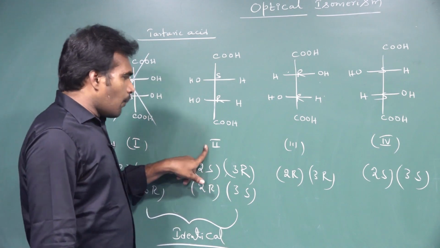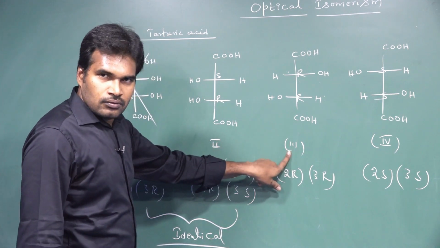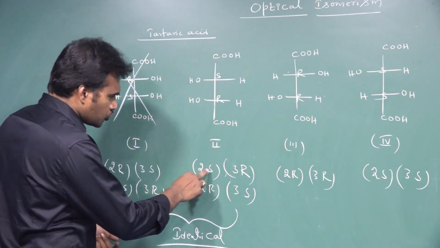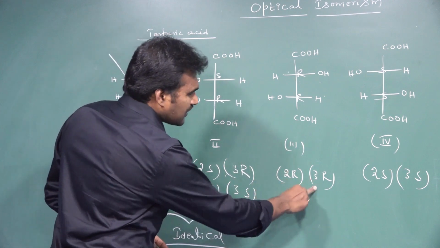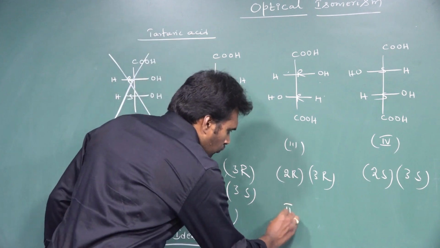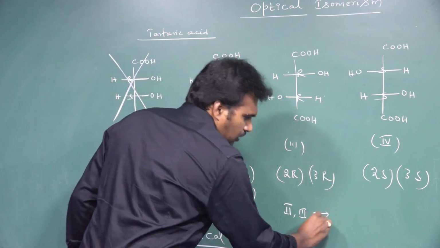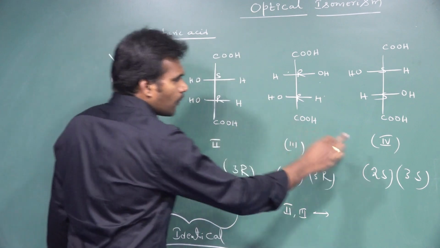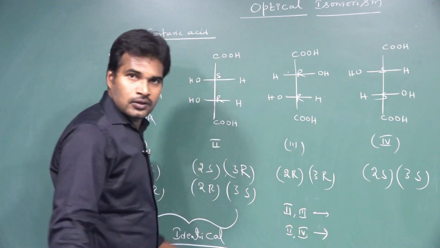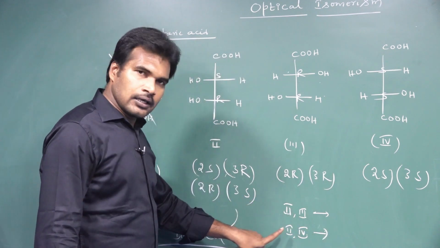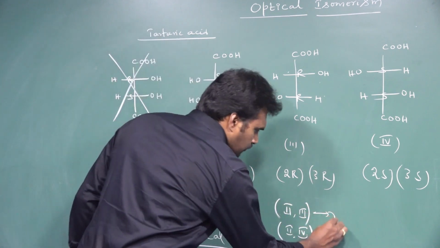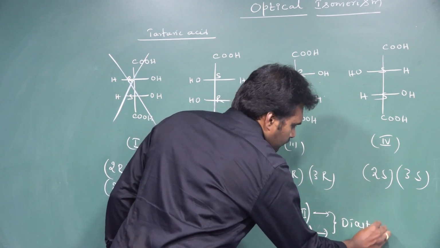Now the compound 2 and the compound 3. You check the configurations. This is 2S, 3R. This is 2R, 3R. So the set of compounds 2, 3, this pair of compounds, and also 2, 4. That's it. This pair of compounds and this pair of compounds we call diastereomers.